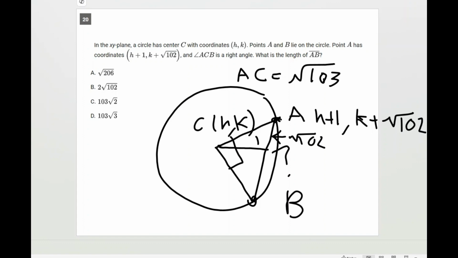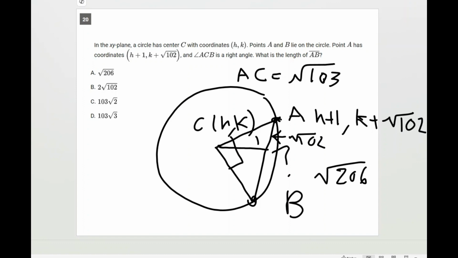And because the radii across the whole circle are all going to be the same, you know that BC is also going to be the square root of 103. So again, you can perform the Pythagorean theorem, knowing that a squared plus b squared, so 103 plus 103, meaning square root of 206, is going to be the length of AB.